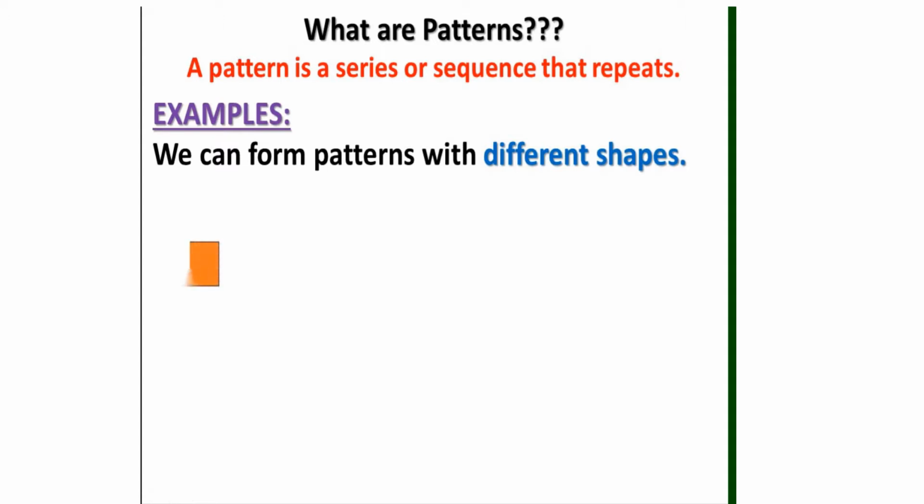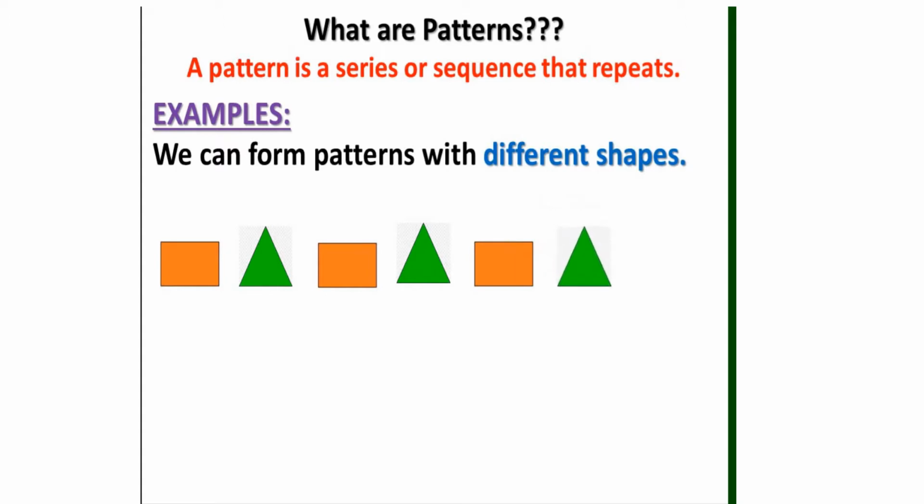Let me show you an example. What is this? Yes, this is a rectangle. What is the next one? Triangle. Next, rectangle. Next, triangle. Very good. Rectangle. Triangle. Now tell me what should be last. Rectangle, triangle, rectangle, triangle, rectangle, triangle. So what will be the last? Excellent! Again rectangle. This makes a series. It is repeating over and over.